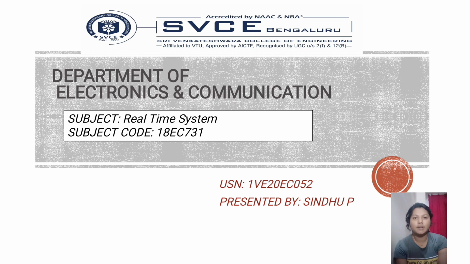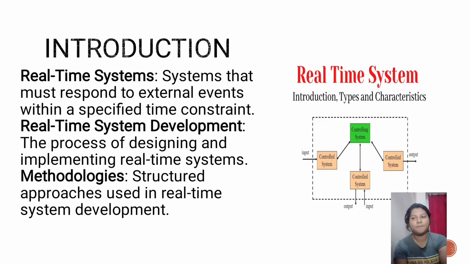Today I am going to discuss a subject called real-time systems, and the subject code is 18EC731. Let's begin the session. First, an introduction to real-time systems. Real-time systems are computer systems that must respond to external events within specific time frames. Real-time system development is the process of designing and implementing real-time systems.